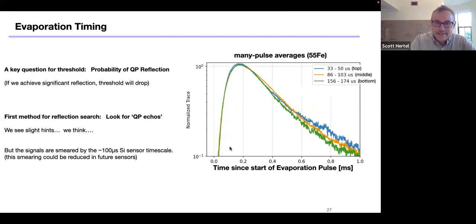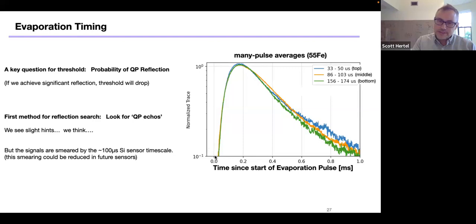We want that reflection to be high, and that'll be one of the main things I'm going to work on the next few years, is trying to make that reflection as high as possible through trial and error, essentially. But let's look at the data and see, do we see any quasi-particle reflection?